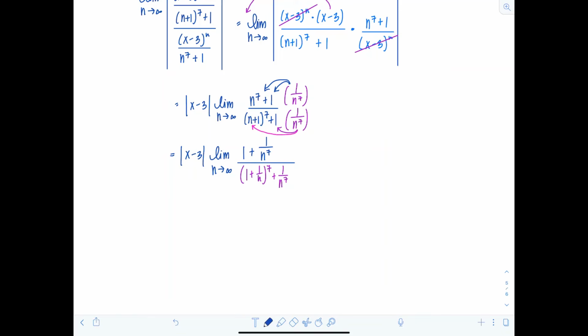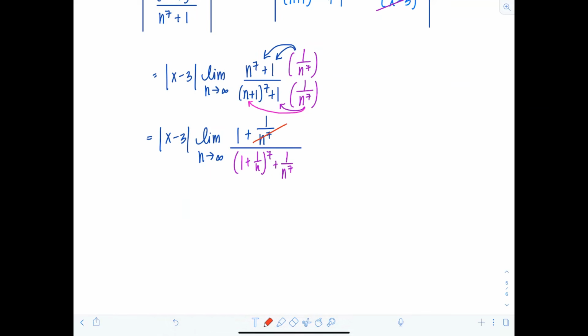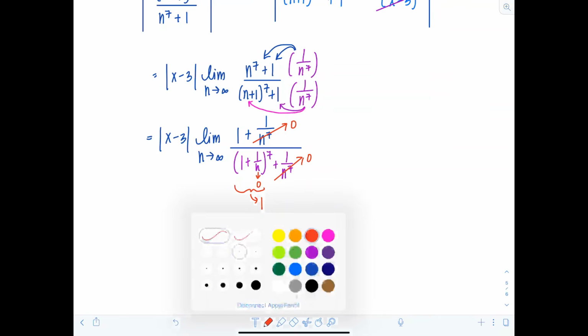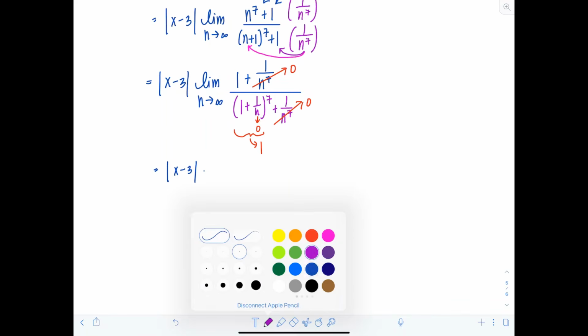All right, now let's see. Can we take this limit? In the numerator, I just have the limit as n approaches infinity. 1 is 1. 1 over n to the 7th, that's going to go to 0. 1 over n in the denominator, that goes to 0. So 1 plus 1 over n to the 7th, that's going to approach 1. And then 1 over n to the 7th, that also goes to 0. So I have a 1 in the numerator, and I have a 1 in the denominator, and I still have x minus 3 hanging outside. So this is equal to absolute value of x minus 3 times, what was that limit? It was just 1.